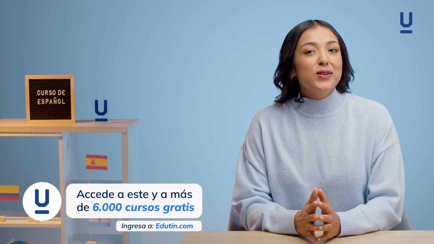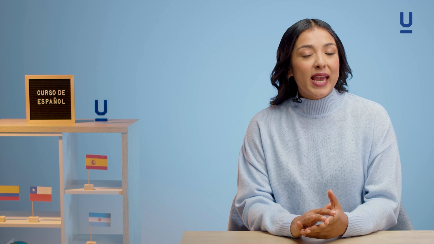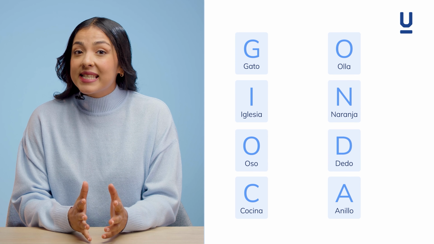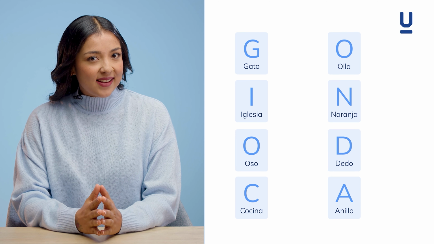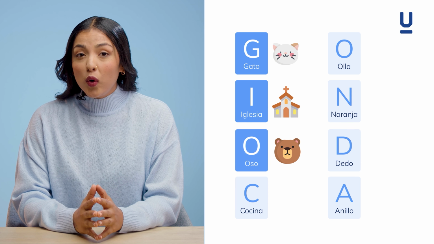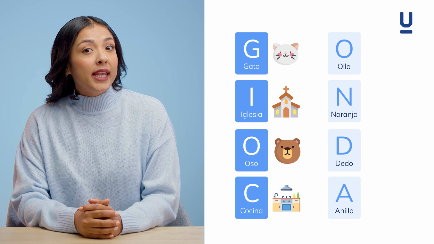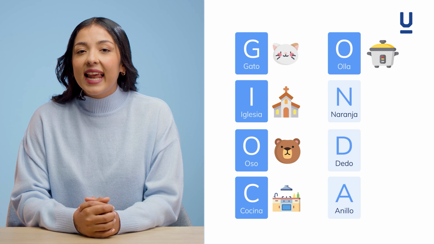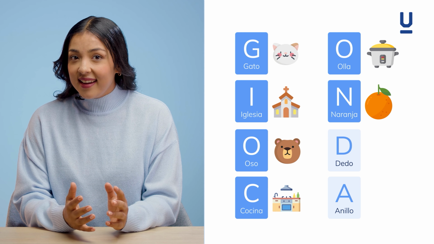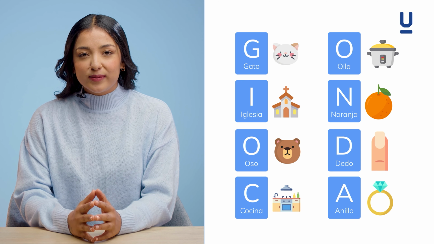We usually use the alphabet to spell our own name. In my experience, I always have to spell my name because it's not very common among Spanish names. My name is Gioconda. G like gato, I like iglesia, O like oso, C like cocina, O like olla, N like naranja, D like dedo, and A like anillo.